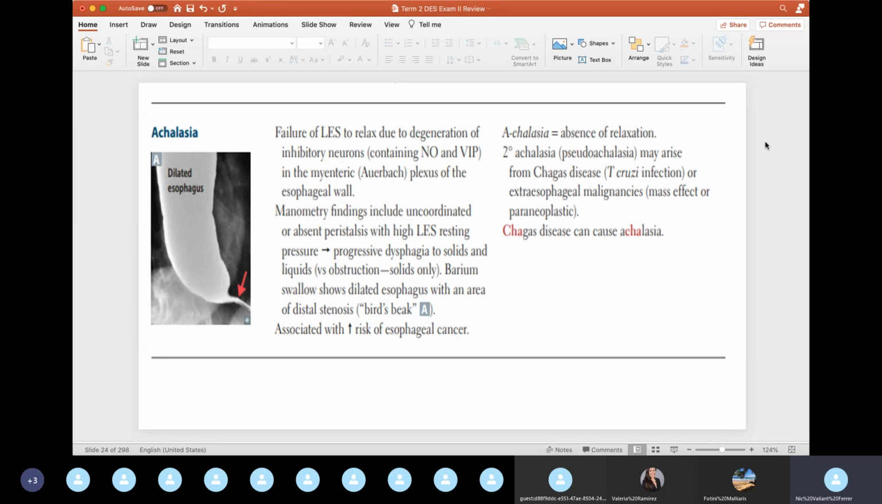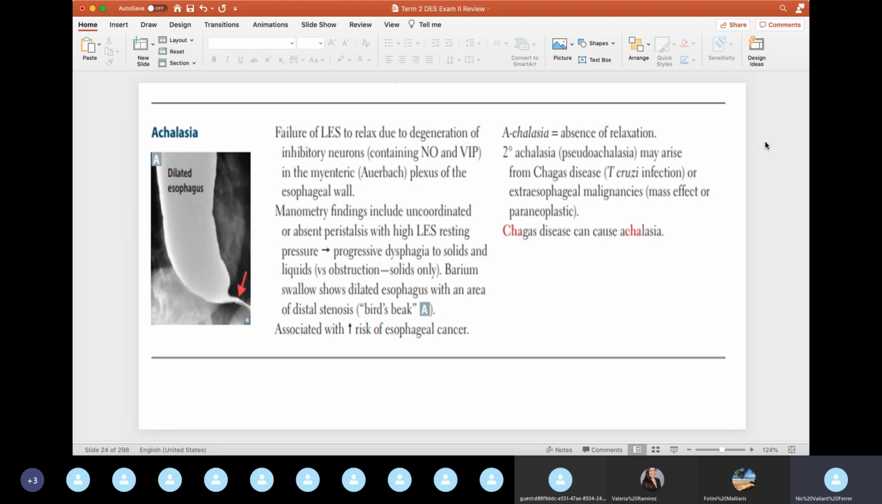So let's summarize. Achalasia, what is it? Failure of lower esophageal sphincter to relax. Why? You have degeneration of your myenteric plexus. There is no Auerbach plexus, so there are no inhibitory neurons, which contain nitric oxide and VIP to relax that sphincter. What can we see in a manometry? We can see absent peristalsis with high LES, high lower esophageal sphincter resting pressure. So the patient cannot drink or eat. So progressive dysphagia to solids and liquids.